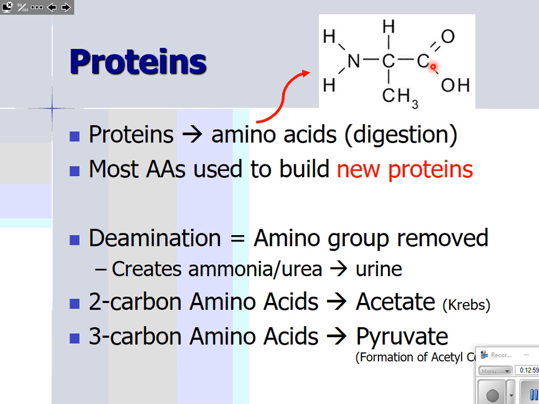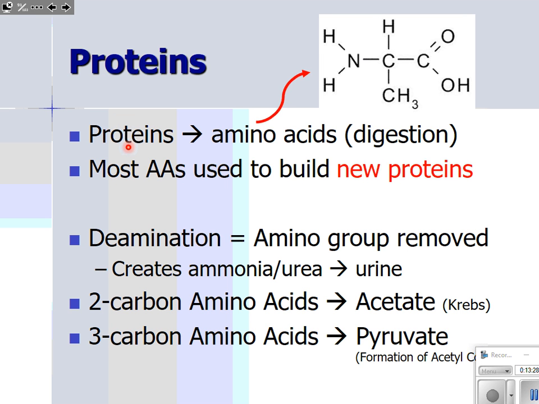Now, what do we do with those amino acids? Well, most of the time, nearly all of those amino acids are used not as a fuel, not to get energy, but they're used as building blocks to make new proteins. Okay? So think about it this way. When I eat a steak, I'm eating protein from cow muscle.